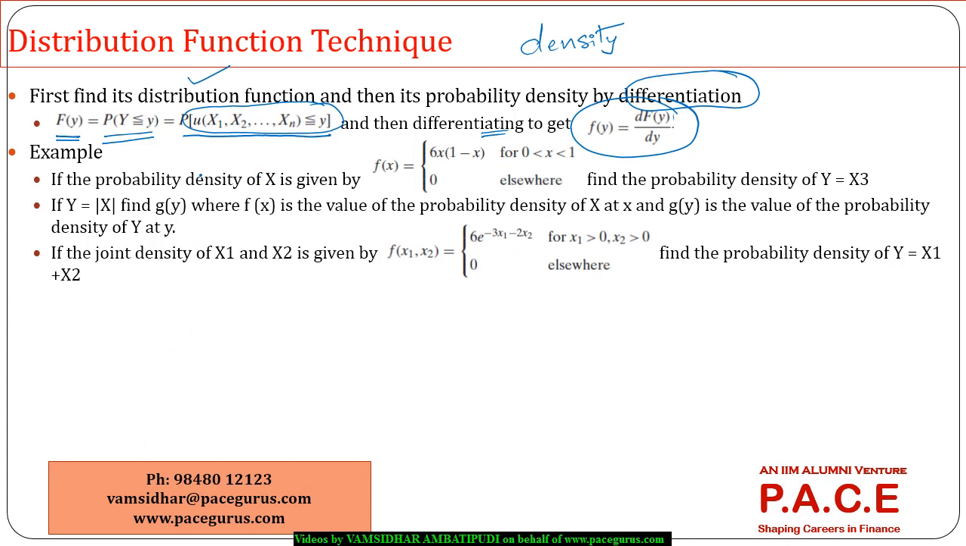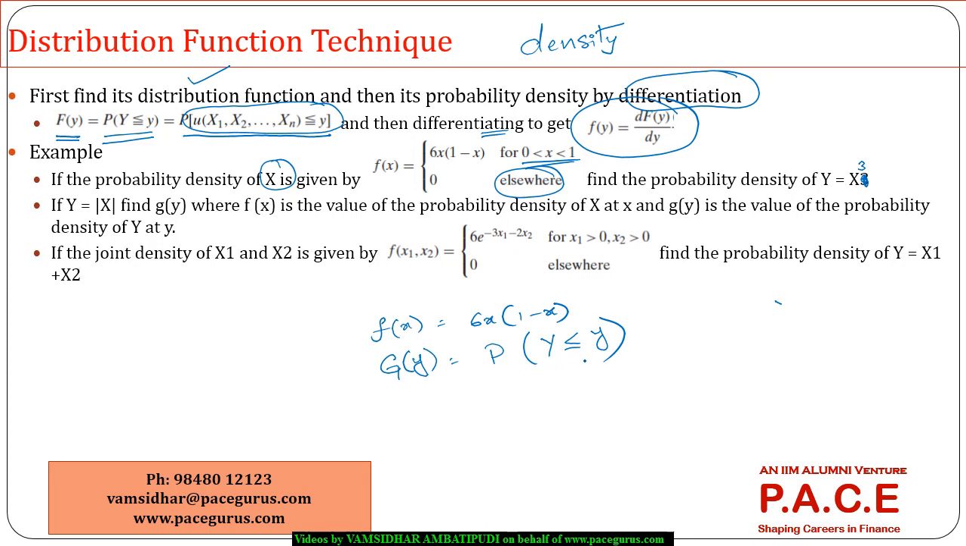Probably one example would make it very clear. If the probability density of x is given by f of x equal to 6x times (1 minus x), where x is only between 0 and 1, and this function is 0 elsewhere, I want to find the probability density of y equal to x cubed. So if we follow the distribution function technique, I want to find g of y, which is nothing but the probability of Y less than or equal to y.